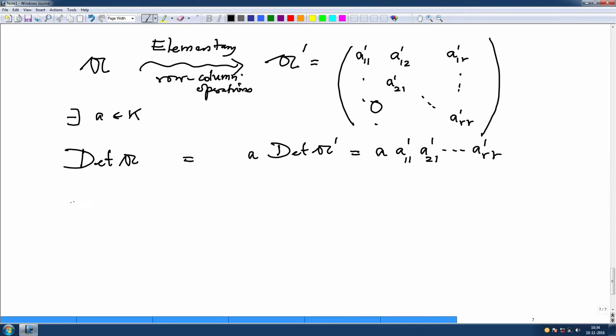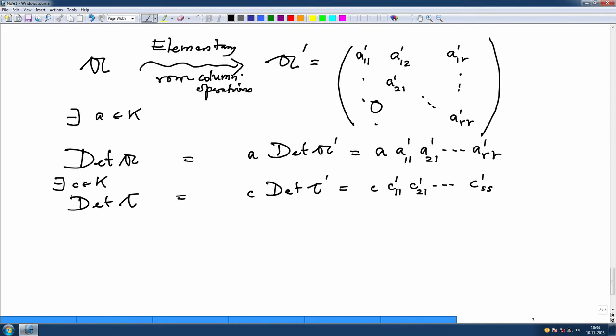Similarly, for C, I will do the similar thing. There will exist a scalar c such that the determinant of C equals c times the determinant of the new matrix C prime, which will be upper triangular, same argument. So this will be c times C prime 11, C prime 22, up to C prime SS. Same argument. Now what do I do?